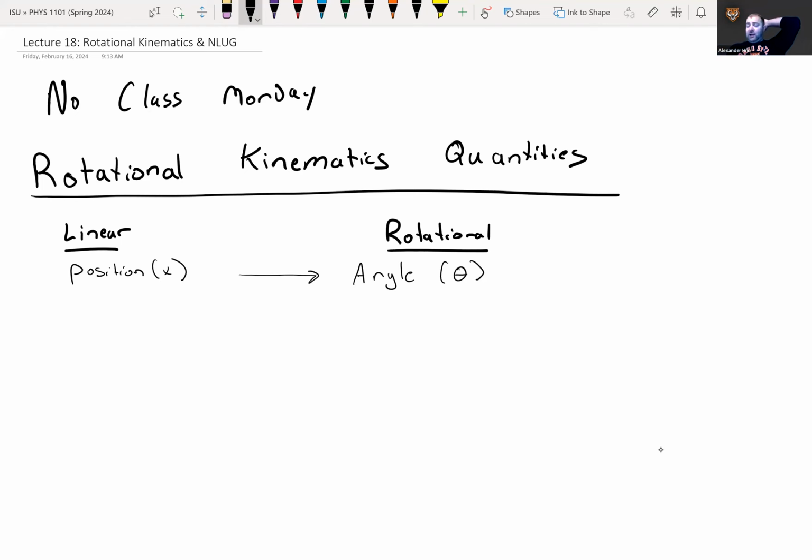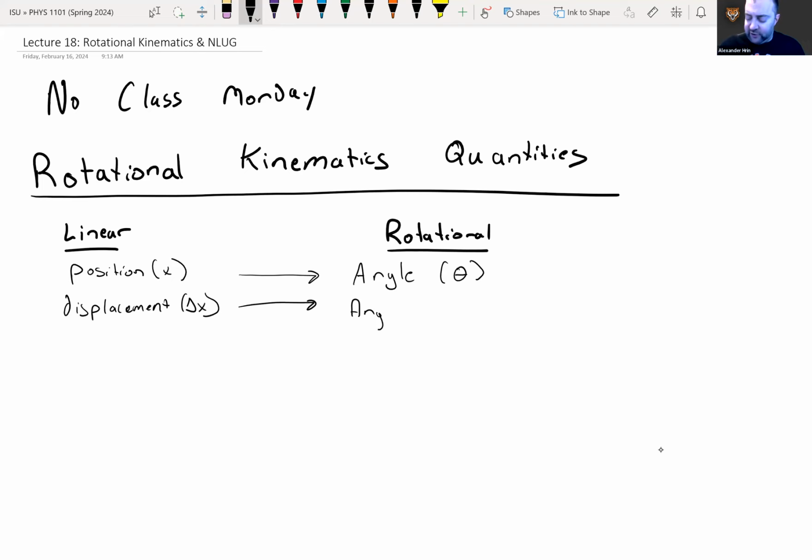And the way you can think about angle, just like position is specifying a location of an object, angle is specifying the orientation of a rotating object. A lot of times you just let an initial angle be zero. So angle itself isn't as important as knowing how much the angle has changed. Just like the change in position we talked about was displacement, and the symbol we used was delta x.